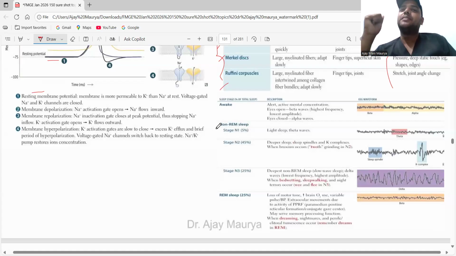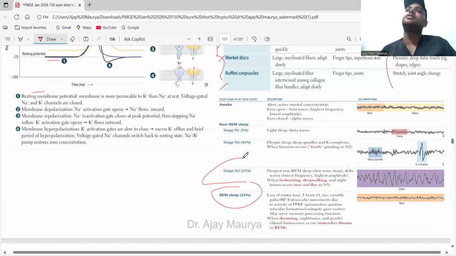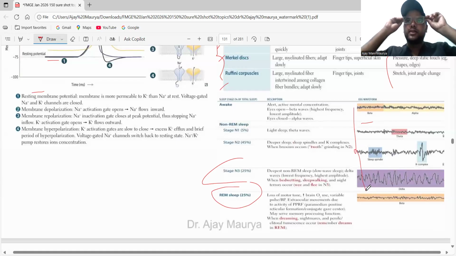Now it means what? It means that you are in REM sleep. If you didn't get or didn't remember your dreams, it means you are in stage 3 only. Okay, just remember the waves, but the main important are these ones.